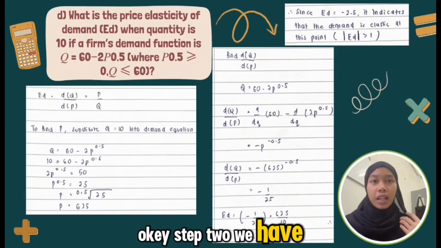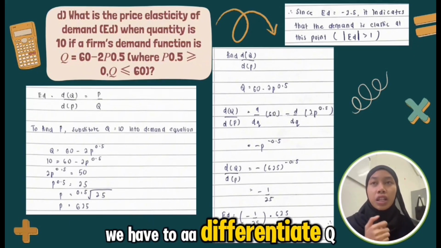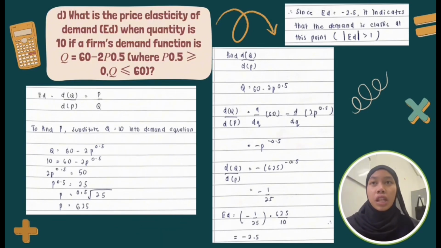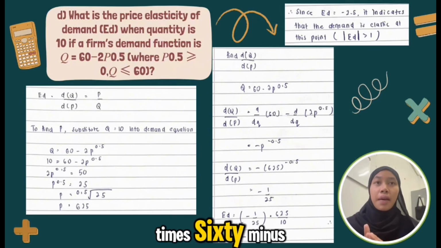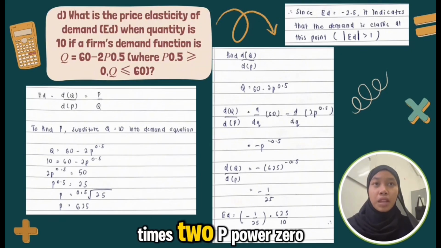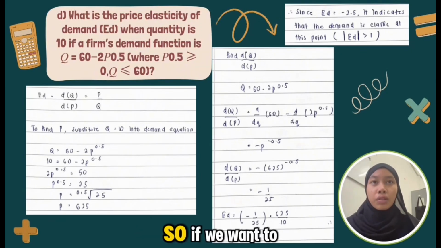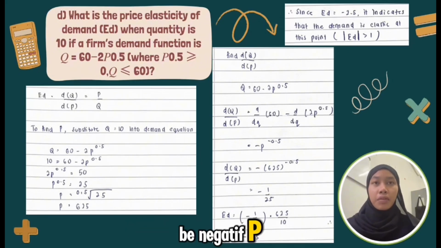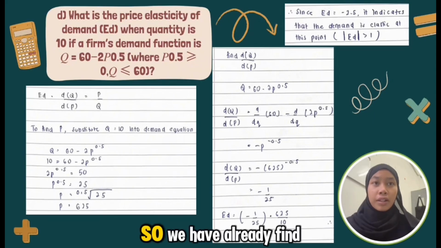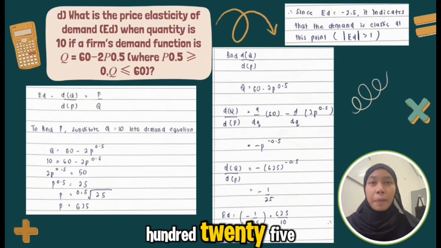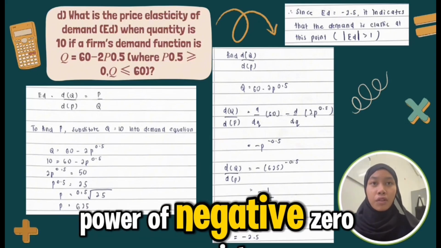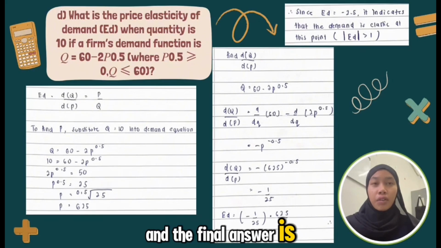Okay, step 2, we have to find dQ over dP. We have to differentiate Q equal to (60 minus 2P) to the power of 0.5. So dQ over dP is equal to d over dP of 60 minus d over dP of 2P to the power 0.5. If we want to differentiate the power 0.5, we have to subtract 1, and then the answer will be negative P to the power of negative 0.5. So we have already found P equal to 625, and then dQ over dP is equal to negative 625 to the power of negative 0.5. And the final answer is negative 1 over 25.